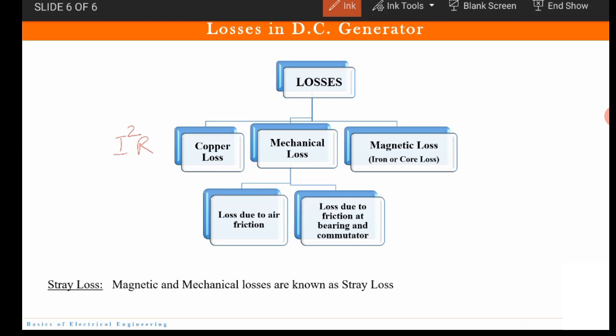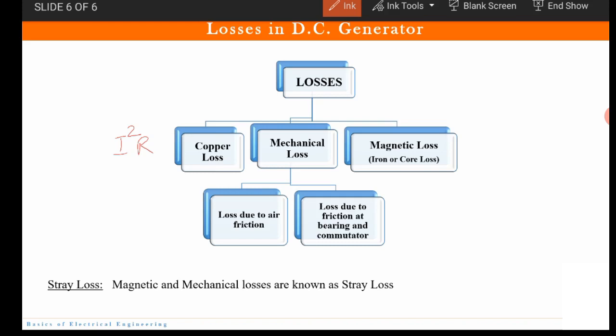Okay, the second loss is mechanical loss. Now why mechanical loss? Mechanical loss is due to the movement. Suppose in between you have air, so air offers friction, so there are losses because of air friction. Secondly, you have commutator, you have bearing and whatnot in the generator, so because of the friction in bearing and commutator, again we have a loss, and these two together are known as mechanical loss, and mechanical loss contributes about 10 to 20% of full load losses.